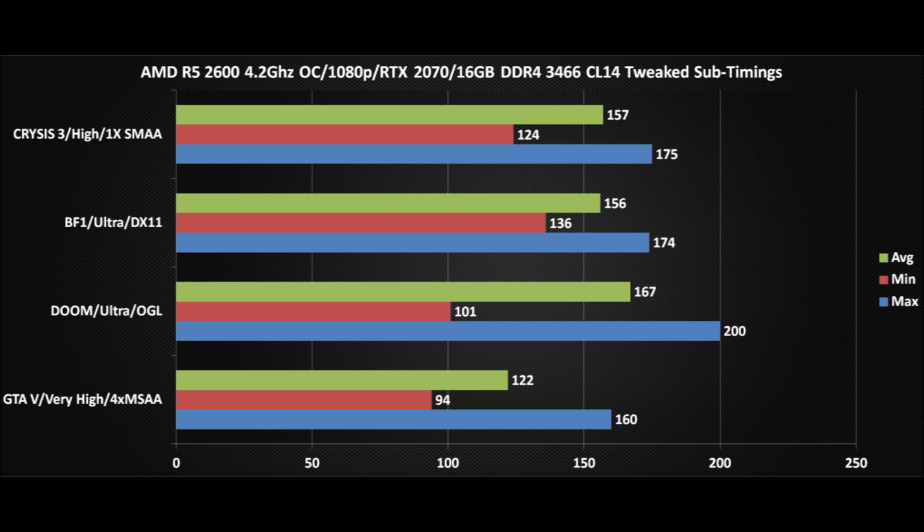Given that the AM4 platform is here to stay for quite some time, it would be a wise investment going with AMD at this moment. Also keep in mind that AMD CPUs greatly benefit from fast memory, so a good, fast kit of memory will definitely allow the CPU to stretch its legs even further.